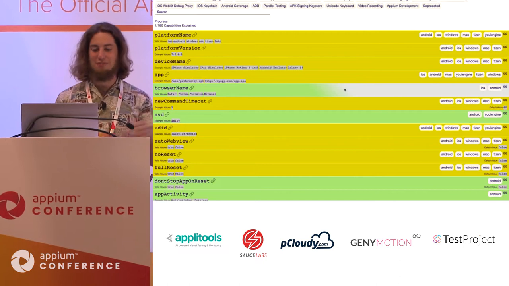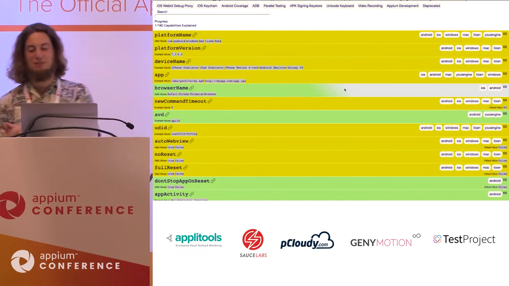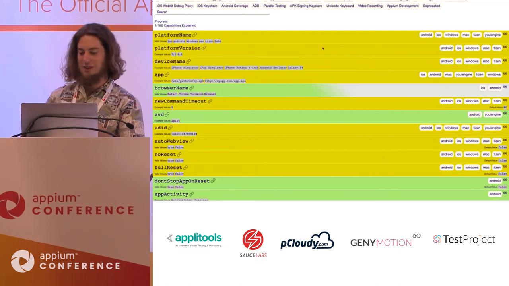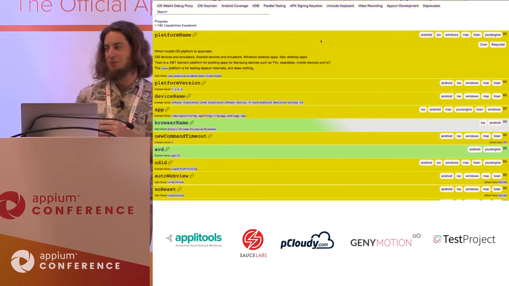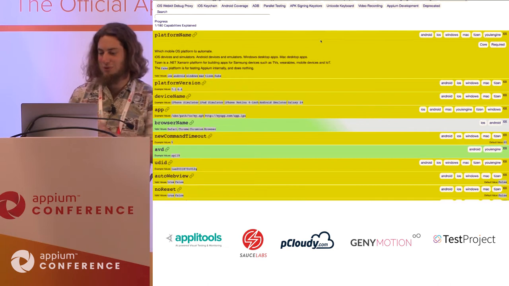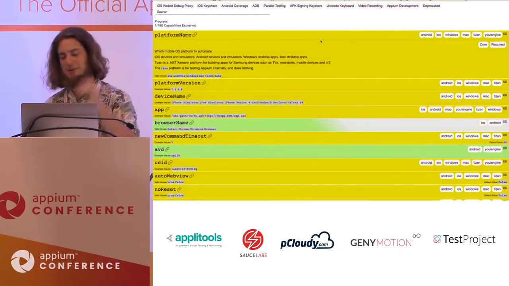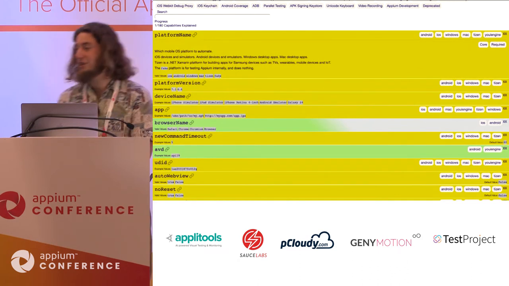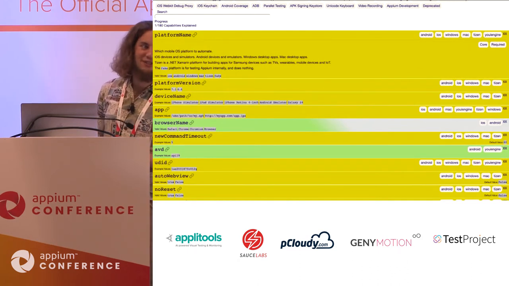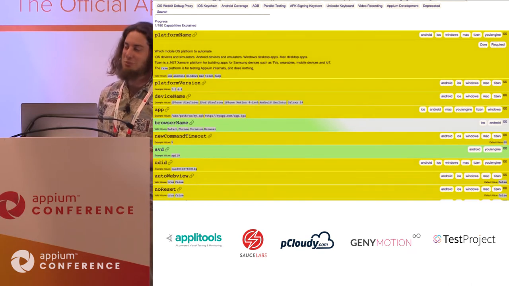Great. Platform name. That one we should all know. It's pretty much iOS or Android. There's a couple of other ones, right? There's the Tizen driver, there's the Mac driver, there's the Windows driver. So that can be your platform name too. This is common in all of them, and this one's required. And if you also notice, I have fake here. There's actually a driver called the fake driver. The Appium developers use it for testing.